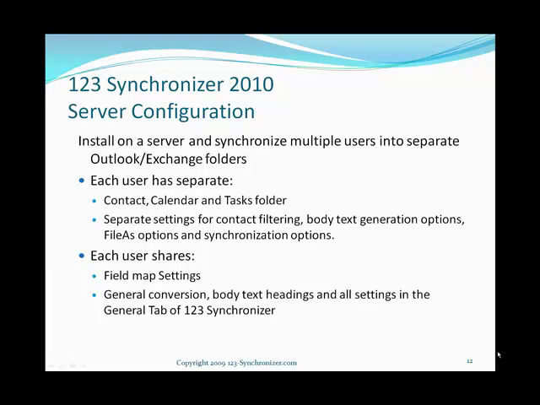Our server configuration, basically you install it on the server, and each user has an independent set of contact, calendar, and tasks folders. The contacts folder can be shared, while the tasks and the calendar folders have to be independent. Each user has a separate filtering mechanism for contacts, body text generation, or file-as and synchronization options. Each user shares a common set of field map settings or general conversion body text settings, so everybody gets the same.